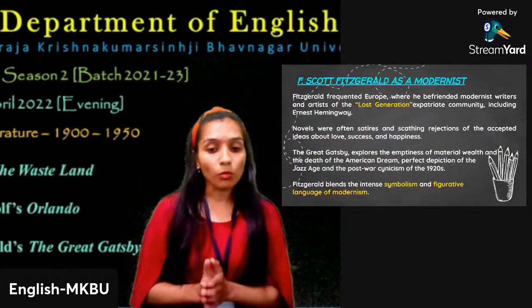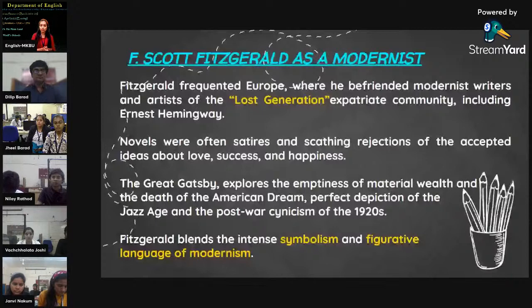Fitzgerald as a modernist. Fitzgerald frequently visited Europe and befriended artists who were among the Lost Generation, which inspired him to write in the genre of modernism. The novels of Fitzgerald were satiric and rejected the ideas of love, success, and happiness. He blended the intense symbolism and figurative language of modernism.